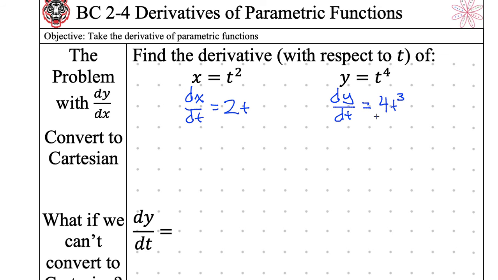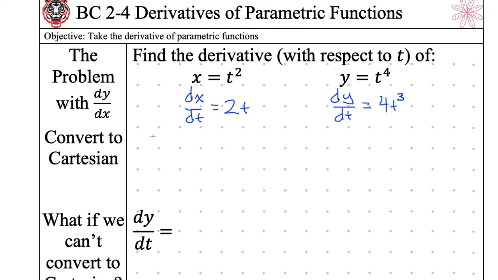So we have to start again. But you can take derivatives, so that's good. We have to find some way of getting dy/dx. That's our goal. How do we get dy/dx? Well, we could convert to Cartesian, and we can for this equation, so let's try it. If I have x equal to t squared and y equal to t to the power 4, let's convert. I'll give you the general setup because I know that we struggle a little bit with conversions.